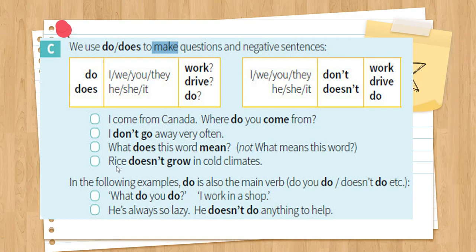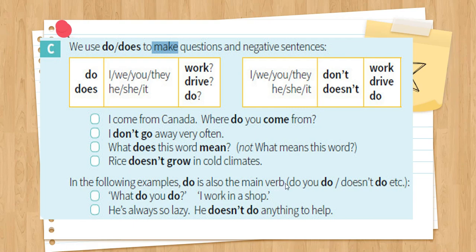Rice, look at the other example. Rice doesn't grow in cold climates. Rice doesn't, which is the same as does not. Rice does not grow in cold climates. Rice doesn't grow in cold climates. In the following examples, it says do is also the main verb.